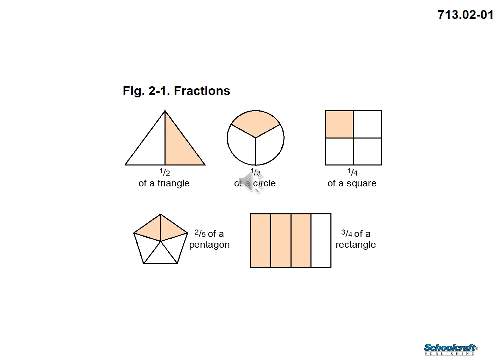A square divided up into 4. 1/4 is one of those shaded. You divide a pentagon, which is a 5-sided figure, into 5 equal pieces. 2 of those would be 2/5 of a pentagon. And finally, you got a rectangle, divided up into 4 equal spaces. Shade 3 of them. That's 3/4 of a rectangle.